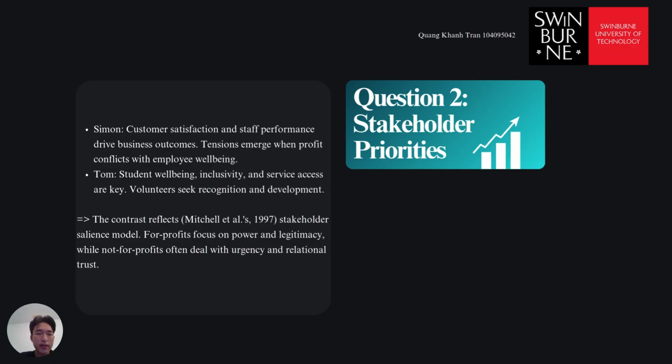So this reflects the Mitchell 1997 stakeholder salience model, which categorizes stakeholders based on power, legitimacy, and urgency. In Tom's case, students have urgency and legitimacy even if they lack formal power, requiring careful balancing.